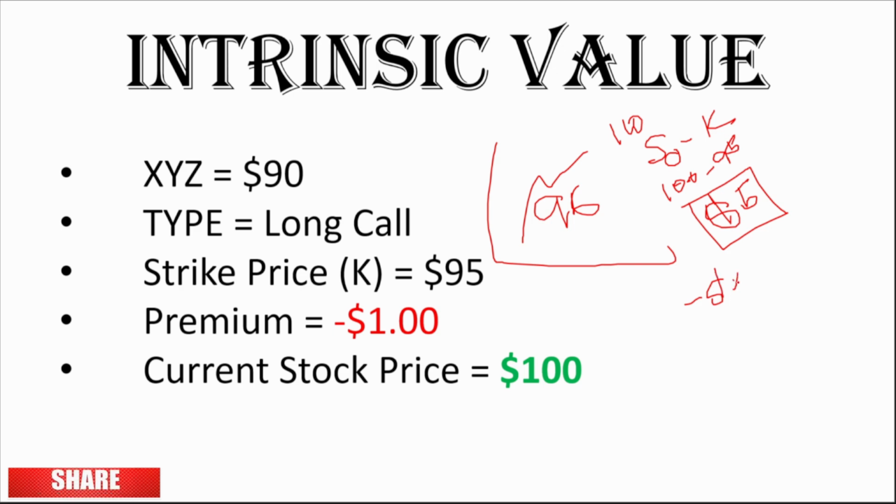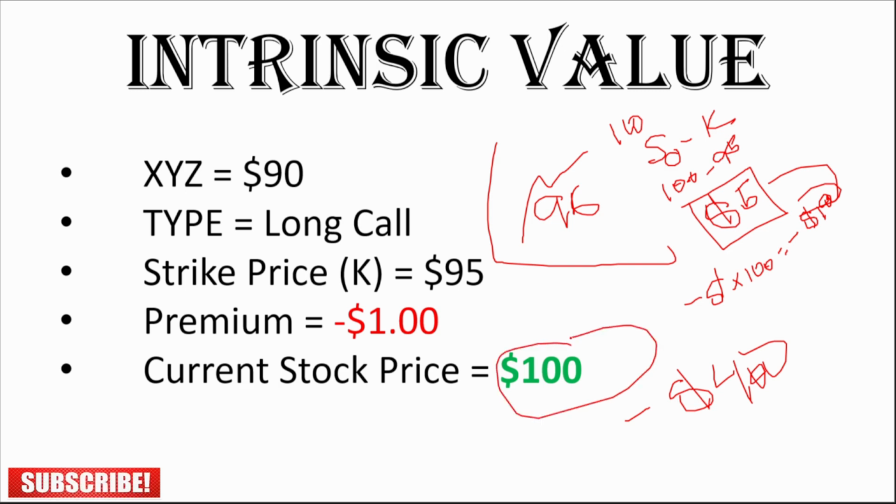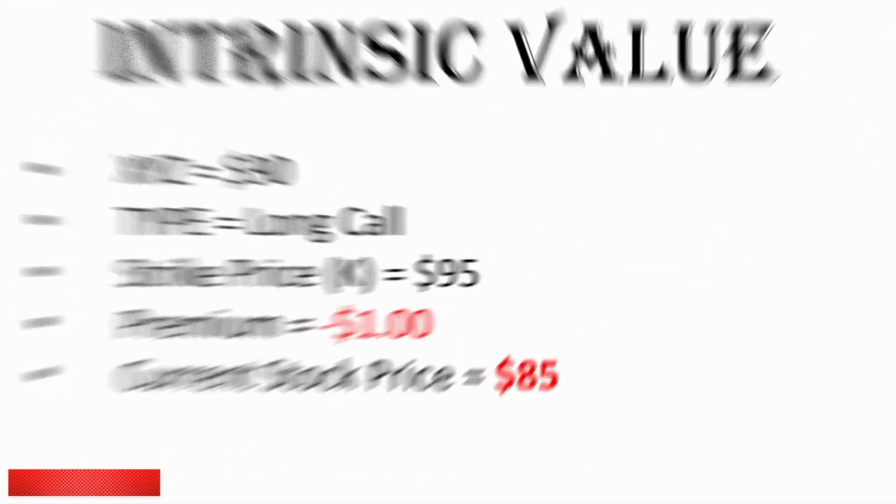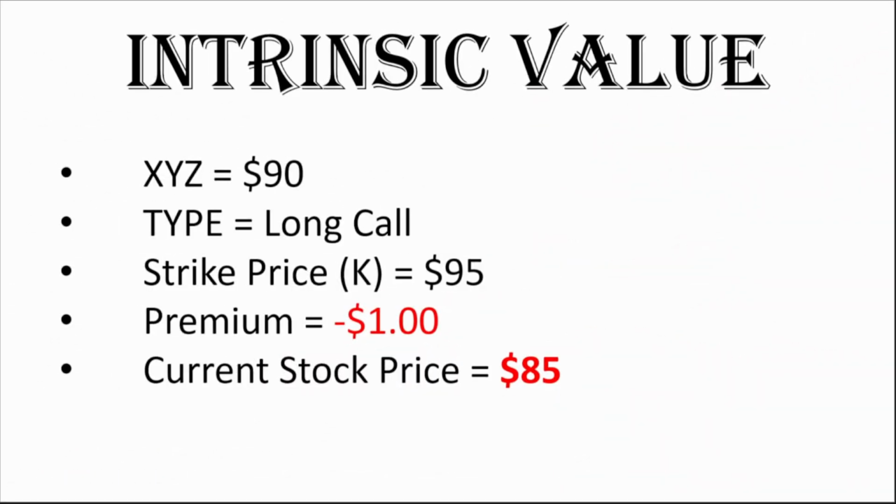But $1 multiplied by the multiplier, it is minus $100. So basically, in this trade here, we made a net profit of $400 for the stock trading at $100 at the moment. However, if the stock price at expiration is trading at $80 per share, there will be no intrinsic value, and that's known as being out of the money.